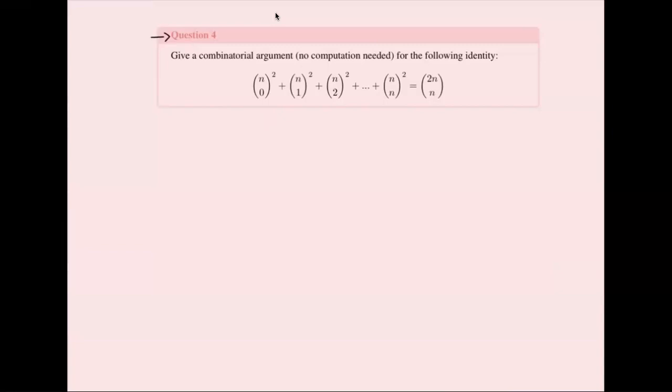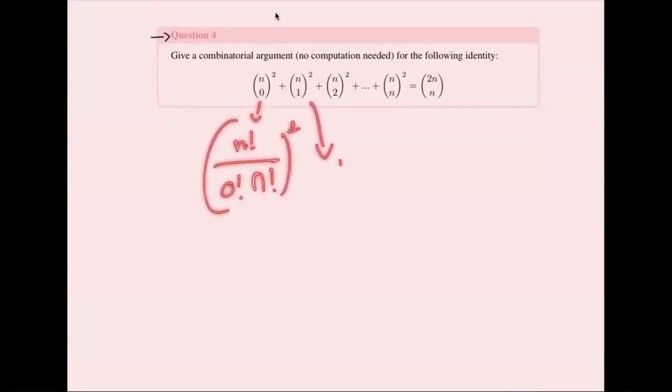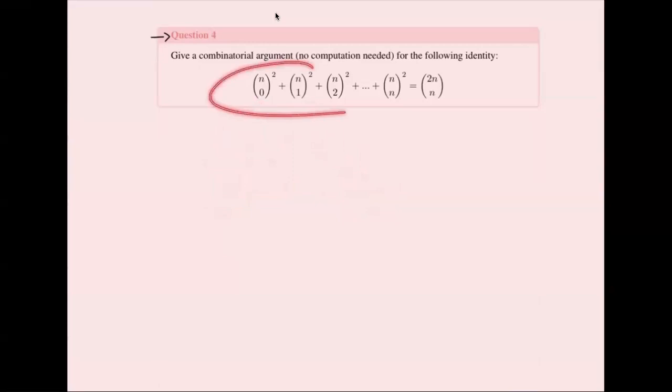We want to give a combinatorial argument, which means I don't want you to expand any expression. Like I don't want you to write this down as some expression like this. I don't want to see this. No computation at all. I want you to show me that the left-hand side is equal to the right-hand side.